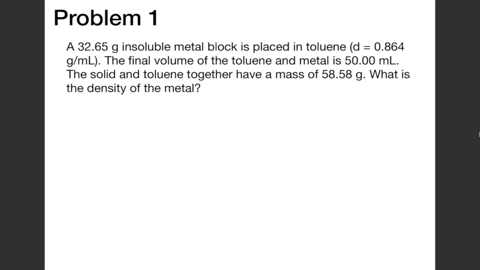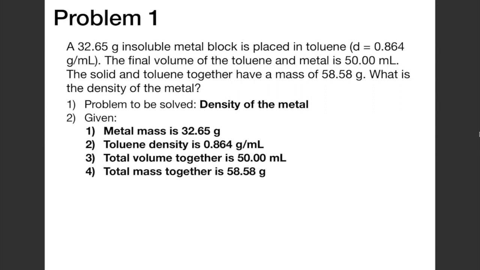Now we're going to go through and employ the strategy outlined in the previous slide. Step one, determine the problem to be solved, the density of the metal. Step two, identify the relevant information that's going to lead us to determining the density of the metal. The information that was given in the problem is the mass of the metal, the density of the toluene, the volume of the toluene and the metal together, and the mass of the toluene and the metal together.